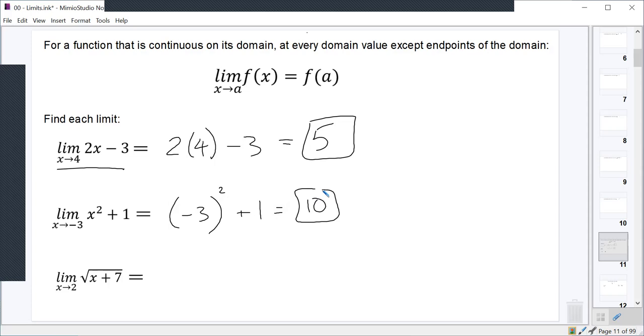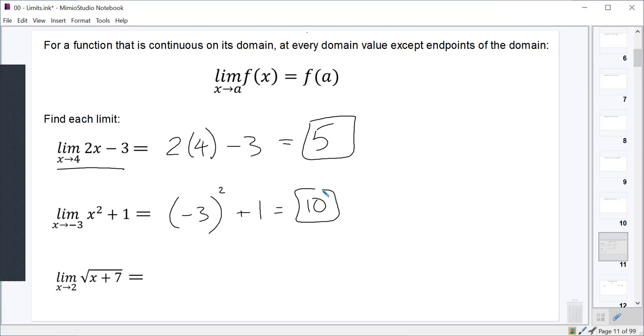For the last one, we've got the limit as x approaches 2 of the square root of the quantity x plus 7. We'll again go through that same process. Is this function defined at x equals 2? The answer is yes. You can plug 2 into that. You can do 2 plus 7, which is a positive number, and take its square root. You can take the square root of a positive, right? So that's fine. Then we'll ask ourselves, is this function continuous for its entire domain? And the answer again is yes.